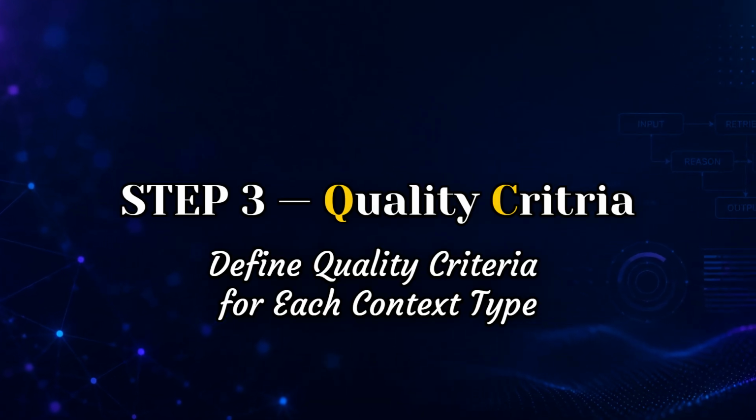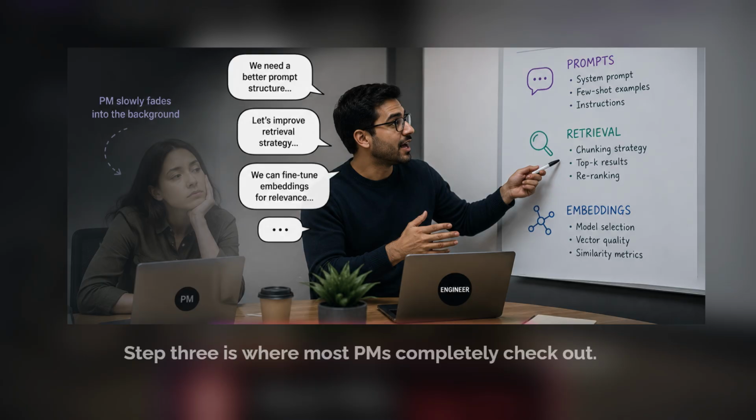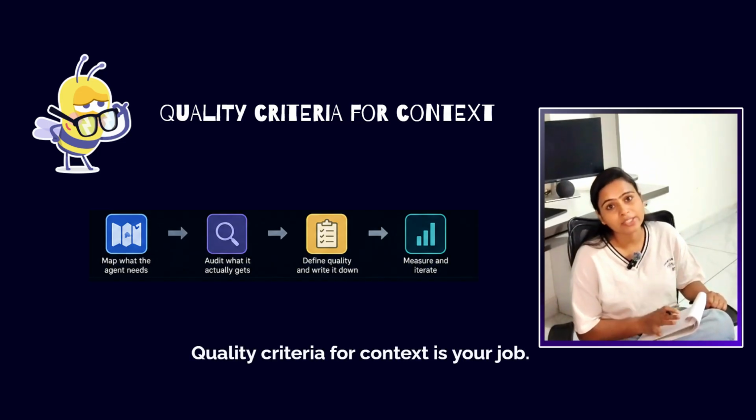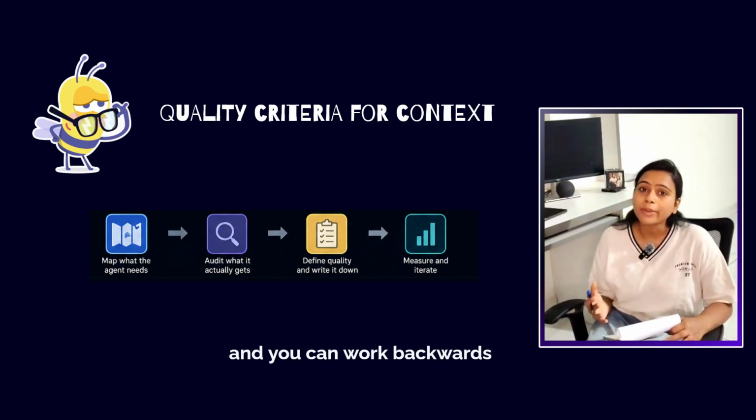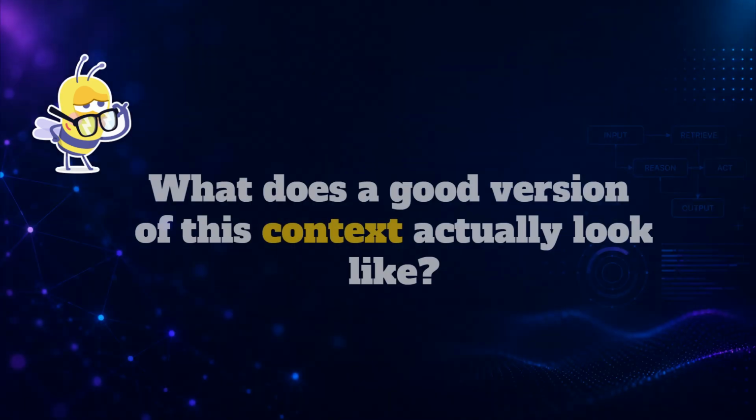Step 3: Define quality criteria for each context type. Step 3 is where PMs completely check out. They leave this for engineers. Quality criteria for context is your job, because you know what good output looks like and you can work backward. Ask yourself what a good version of context actually looks like.